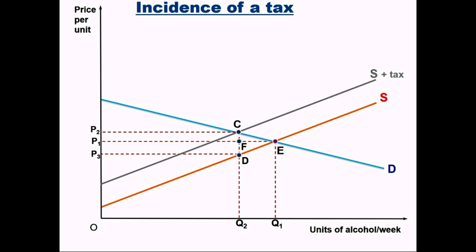I've even tried to keep the colours of the lines the same, so I've made the supply curve orange as it is in the article and the supply curve plus tax grey. We've got units of alcohol per week on the horizontal axis and price per unit of alcohol on the vertical axis. So as the article explains, we're originally at point E. We impose the tax, which causes the supply curve to shift upwards.